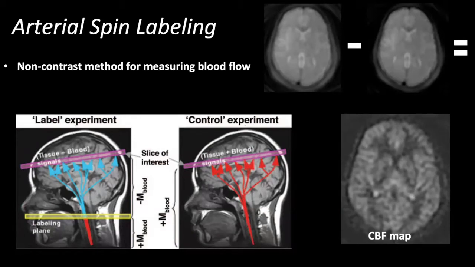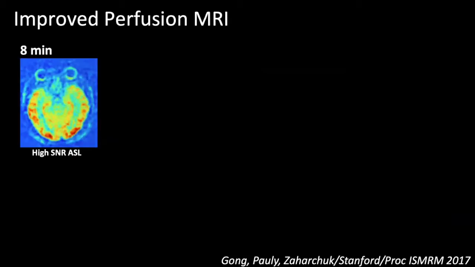And if you wait long enough, you can get very pretty images like this, and they're actually quite useful clinically. But one of the challenges we have is that this remains a low SNR technique because only about 1% of the protons are actually replaced by the inflowing blood during the time of a typical examination. And besides that, you then have to subtract control and label experiments, which further reduces the SNR. So how could you use deep learning to try to improve this methodology?